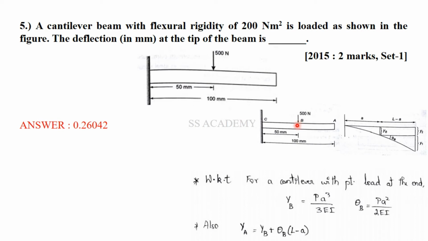Just first find the deflection and slope at point B by considering the cantilever beam only up to this point, and after finding them, use this equation to find the deflection at the tip. The slope at A will be the same as that of B, that is theta B. The same slope will be at A also, but deflection will vary for B and A. A's deflection will be higher than B's, but in the case of slope, both B and A will have equal values.